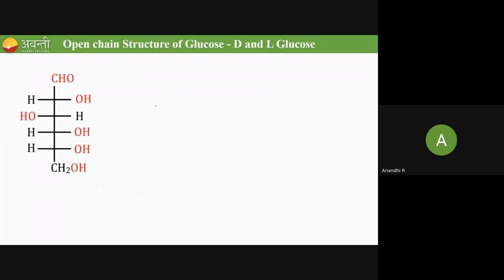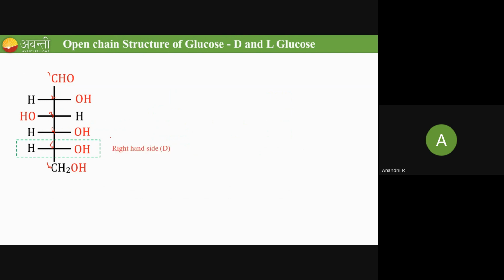No doubt? Okay. So now let's study the open chain structure of glucose with the D and L configuration. Here is the structure of glucose. In this structure, we have 6 carbons. This is carbon number 1, carbon number 2, carbon number 3, 4, 5, and 6. The last but one carbon has an OH group and an H group.